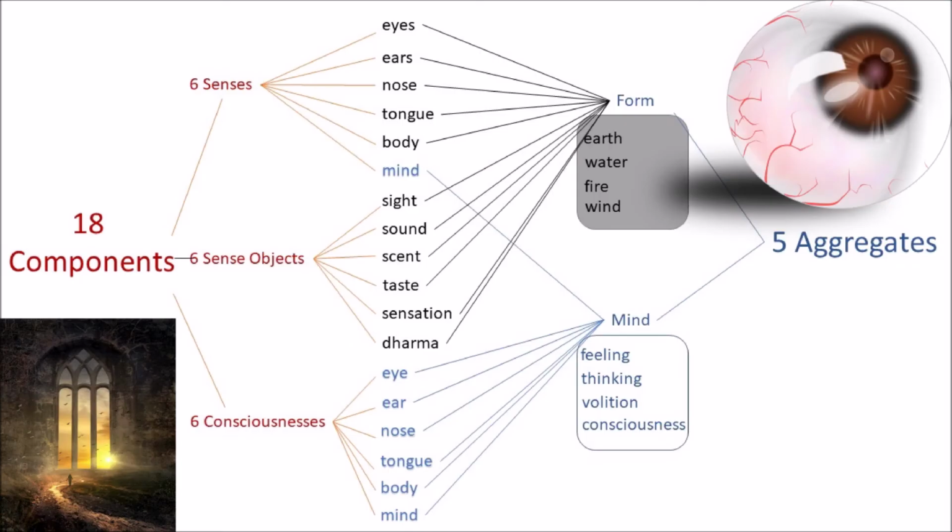As you pay attention to what you hear and how you're listening, you may learn more about the listener. Among the 18 core composites, we've gone through the 6 senses and 6 sense objects now. They're not too difficult to understand. The 6 consciousnesses, however, may be more difficult to understand. Consciousness here refers to that which allows the sense faculty to become aware of the sense object.